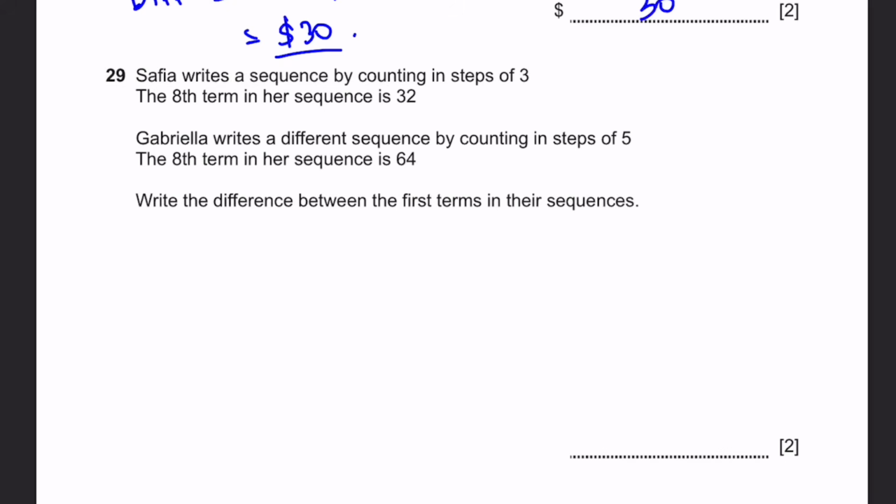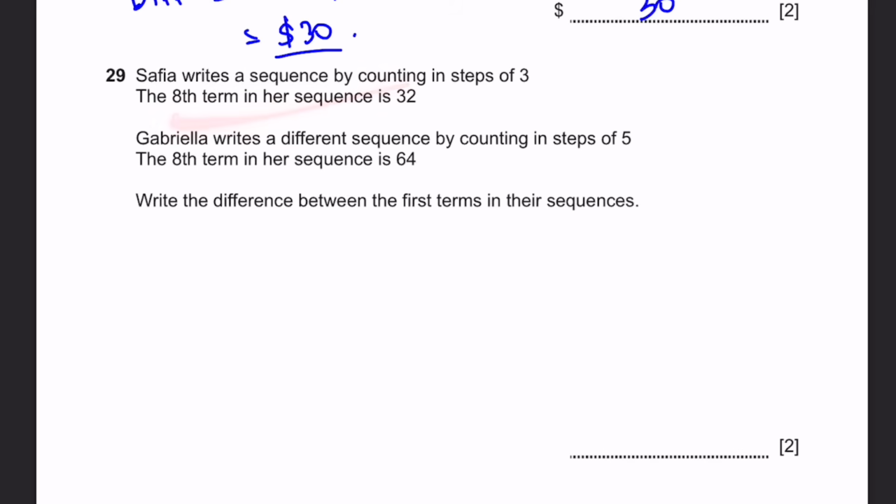Question 29. Safia writes a sequence by counting in steps of 3. The 8th term of the sequence is 32. Gabriela writes a different sequence by counting in steps of 5. The 8th term of the sequence is 64. Write the difference between the first terms in their sequences.